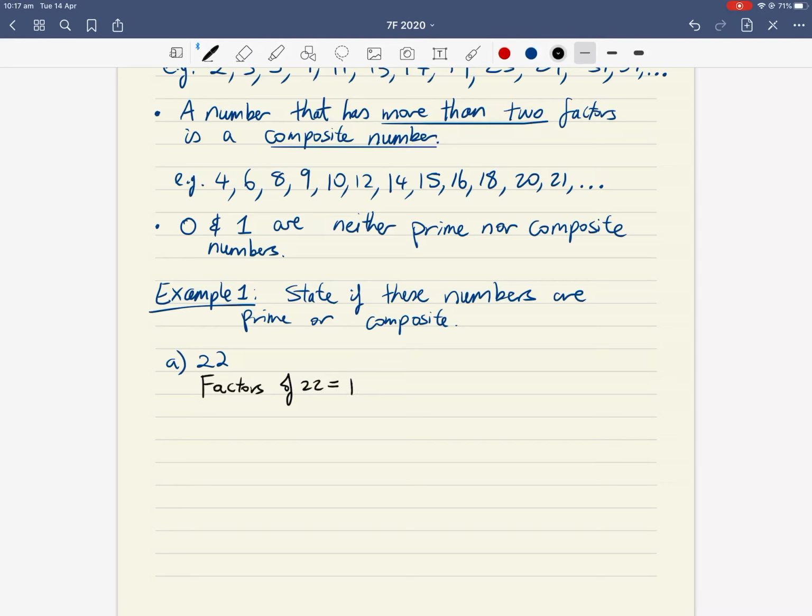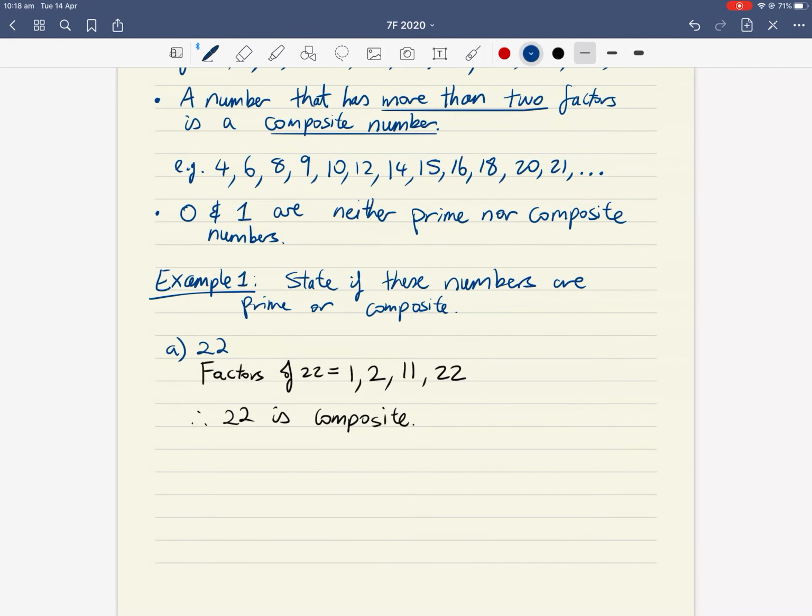So what are the factors of 22? 1 is always a factor, 22 is even, so 2 is a factor. 3, 4, no, I don't think any other numbers divide evenly into 22. So 2 times 11 is 22 and 1 times 22 is 22. So 22, because it has 4 factors, and 4 factors is bigger than 2, so therefore 22 is composite, because it has more than 2 factors.